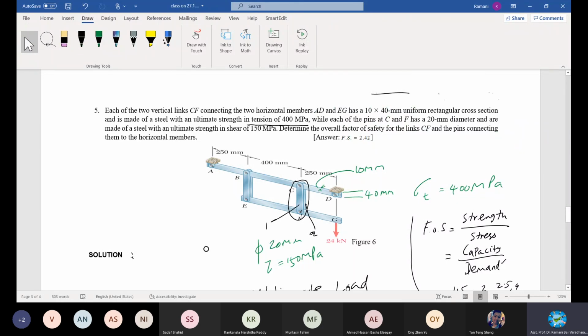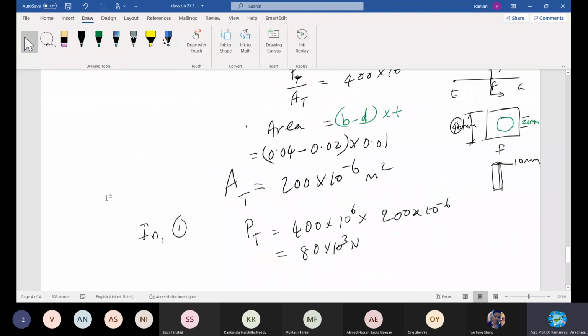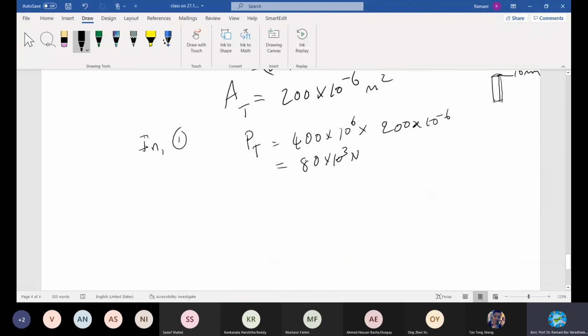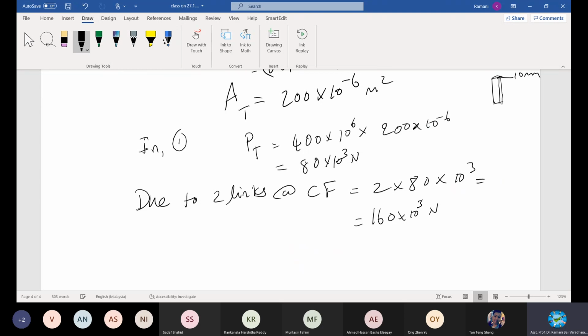There are 2 links, so the total effect will be the combined effect of these 2 links. Due to 2 links, you need to multiply by 2. The tensile force at CF: you need to multiply this value, 80 times 10 power 3. It will be how much? 160. Total tensile force will be 160 into 10 power 3 newtons. Is this answer clear? This is the total loading that is acting.